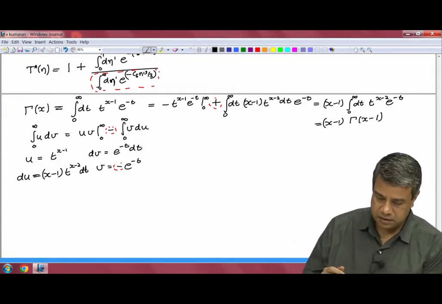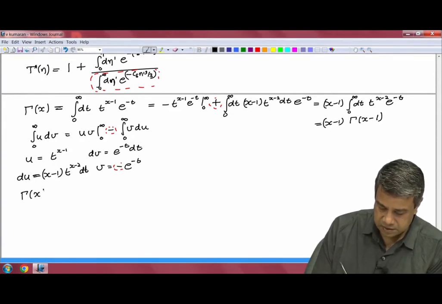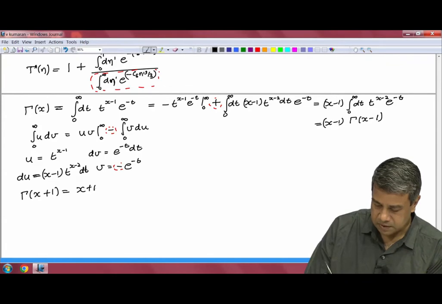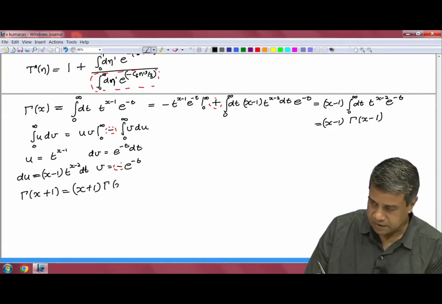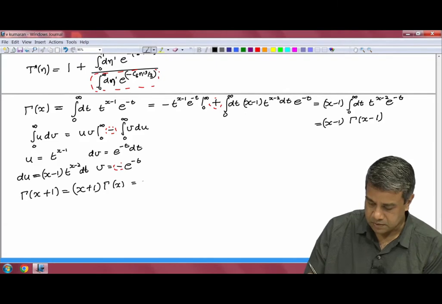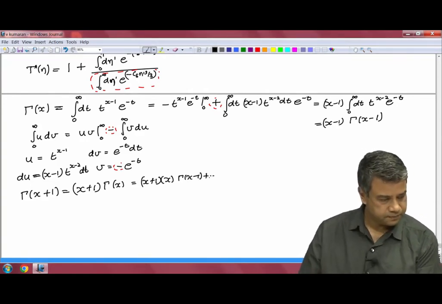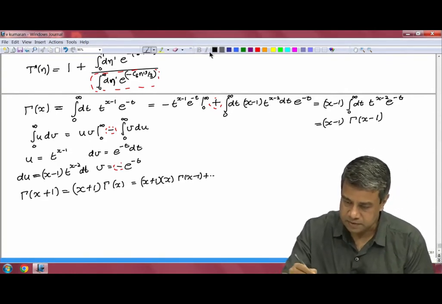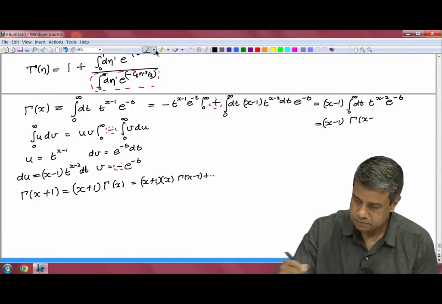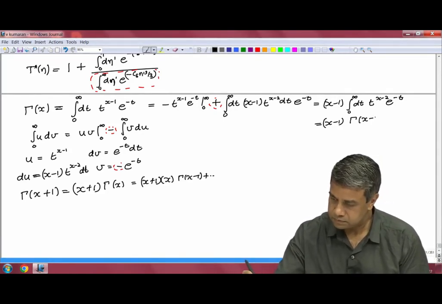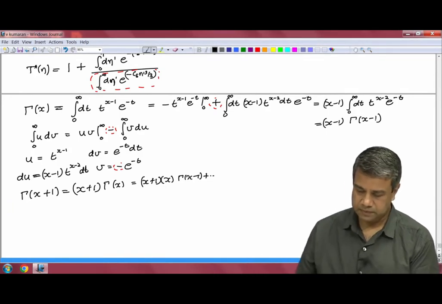In particular, gamma of x plus 1 is equal to x gamma of x, which is equal to x times (x minus 1) gamma of x minus 1, plus etcetera. This should be gamma of x minus 2.